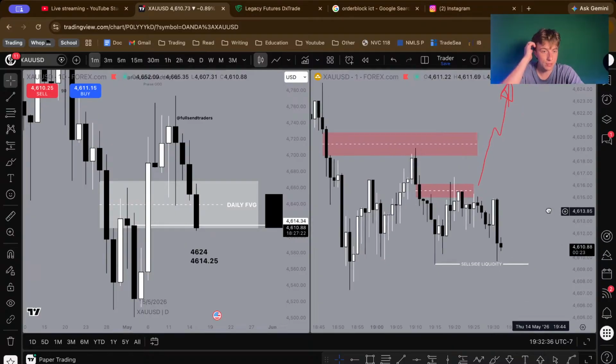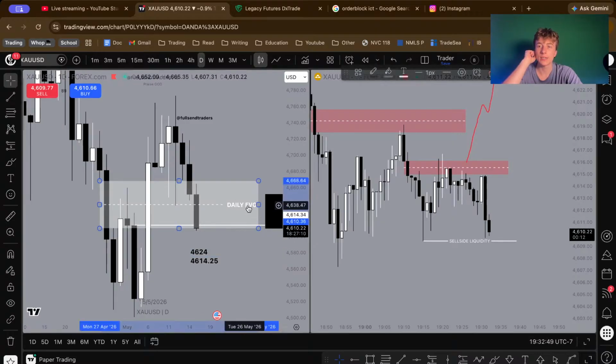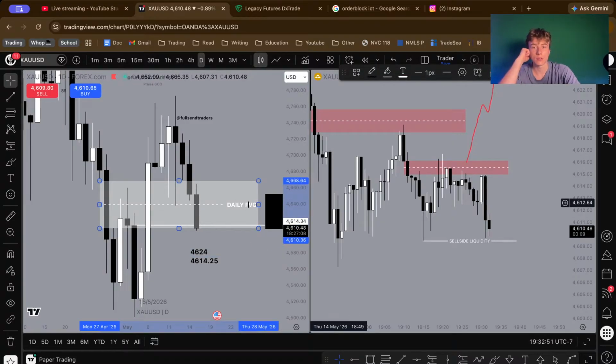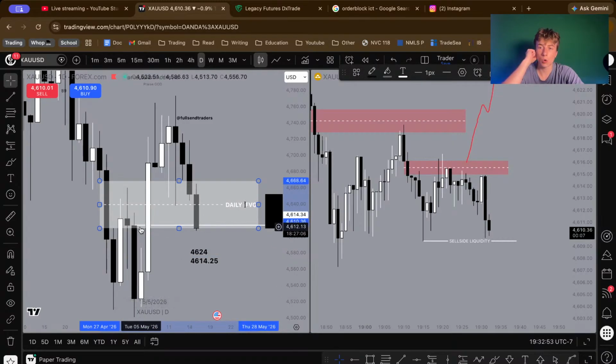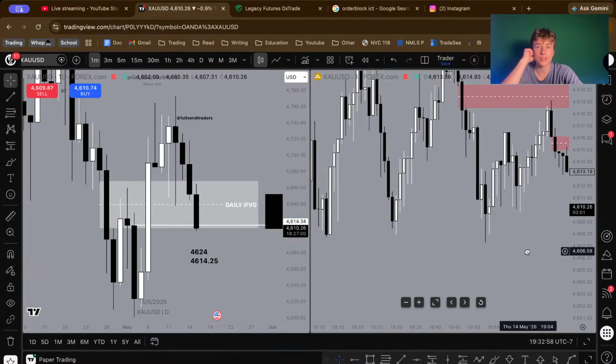Okay, guys, we're about to take out this low. You guys see we're heading for this low. We're staying below this gap, heading for this low. When we take out this low, we could potentially start seeing a correction from the bottom of this daily IFEG and this order block. So I'd be interested in seeing us reject after taking these lows.